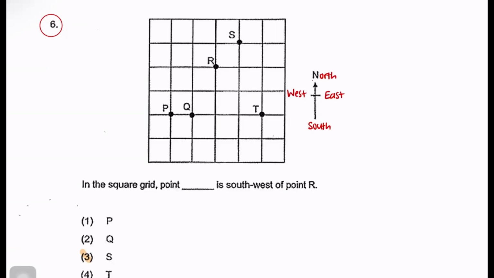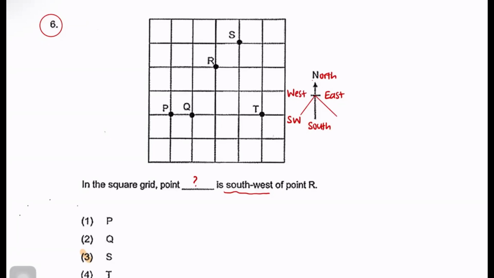In the square grid, point something is southwest of point R. Southwest. Now we didn't write where southwest is in the compass. Where is it? Yes, very good, Kira. It is in between south and west. So it is actually a diagonal line in between south and west. This is southwest. Then I want to test you guys. What about in between south and east? What do you call it?